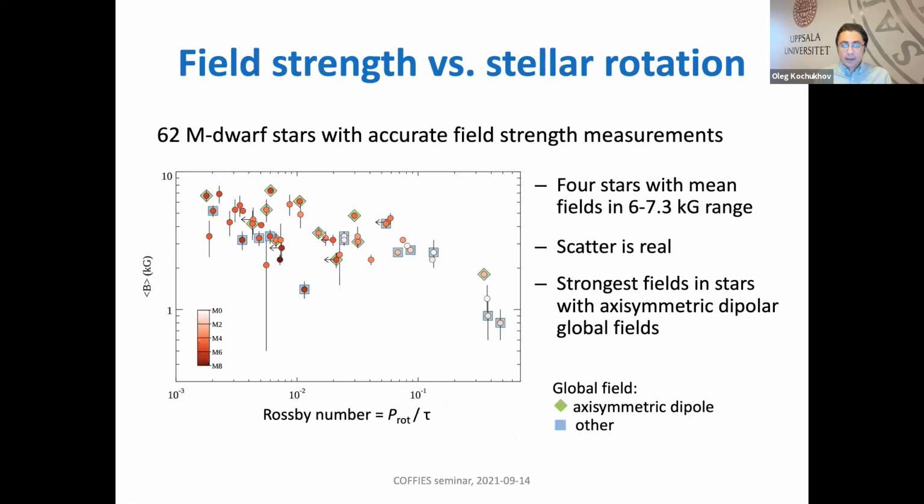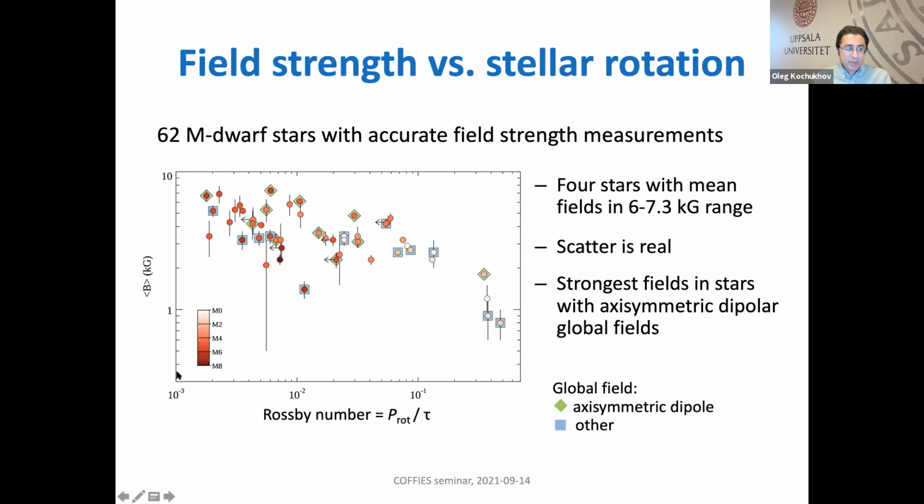And so, thanks to this recent progress, 4 or 5 or 6 papers of that order of magnitude, we now have, instead of half a dozen stars, something like 62 M-dwarf stars with accurately measured magnetic field strength, measured using this modern technique of fitting theoretical spectra to observations of titanium-1 lines and iron hydride lines.